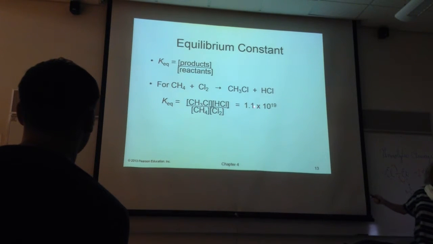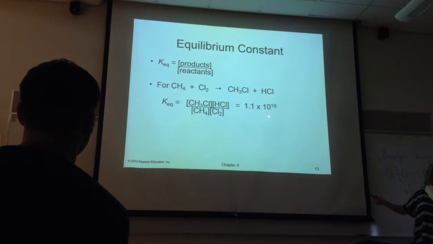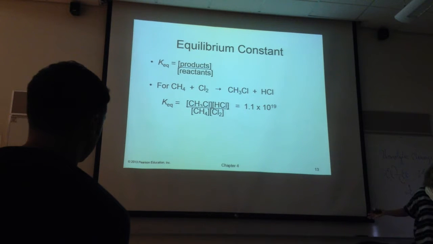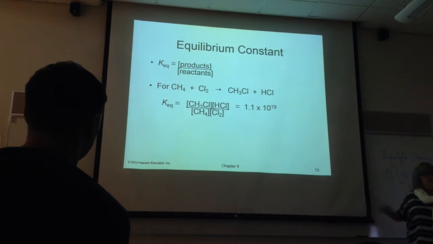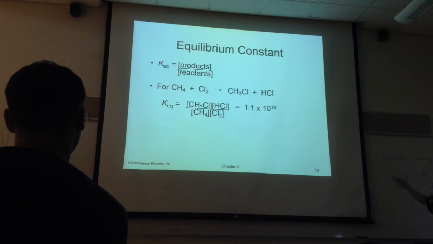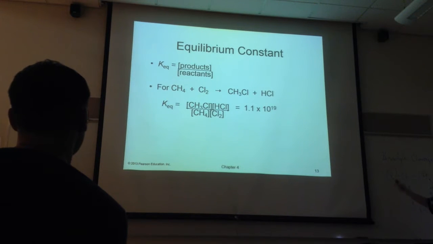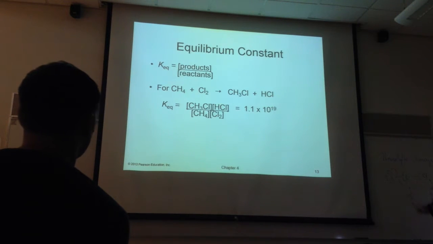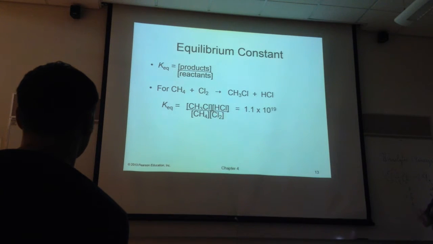Is the number big or small? The number is quite large, by the way. What does that say if the number is quite large for that equation? Larger concentration of products. It also means that you probably have more products than reactants at equilibrium. It's favorable for us, okay? That is favorable.